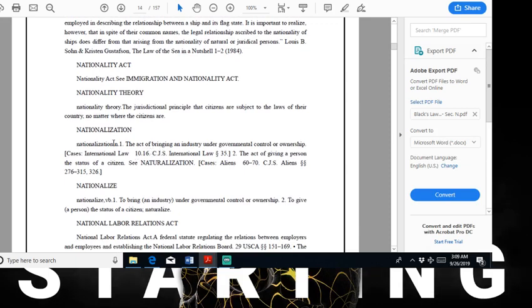The act of bringing naturalization. This is the act of bringing an industry under government control or ownership. So, when somebody becomes naturalized, you become under the control of an industry. They're talking about a corporation. Once again, a corporation who has ownership and control over your straw man, so over your commercial identity.